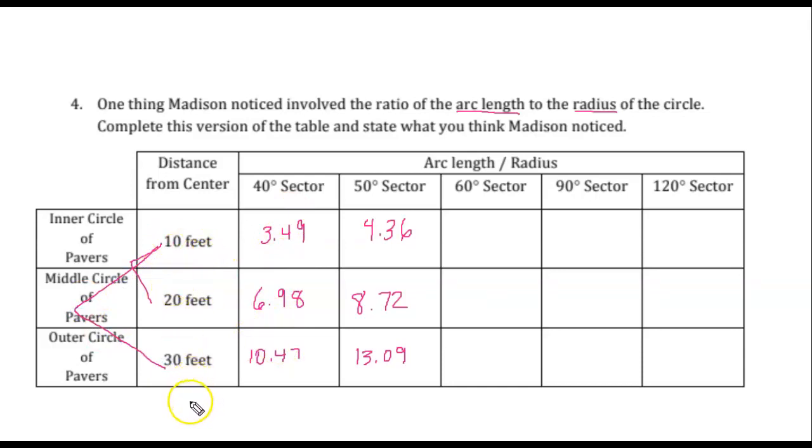Another interesting ratio to look at would be to take that arc length and instead of creating a ratio with the radius, create a ratio with the circumference. Create a table of your own and go through and take all of your arc lengths and divide it by the circumference. See if you notice a pattern between those ratios.